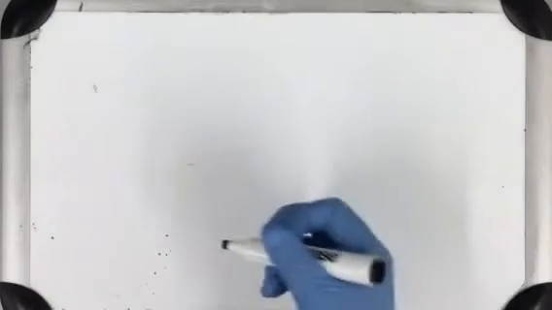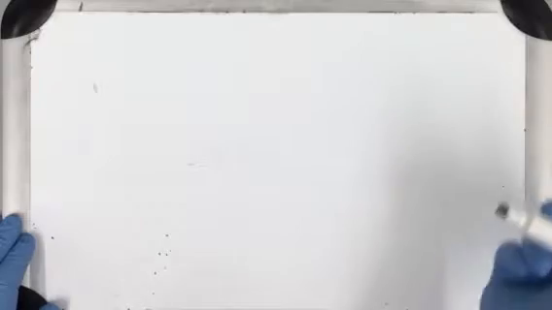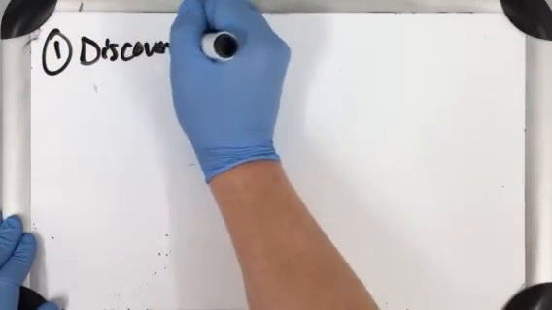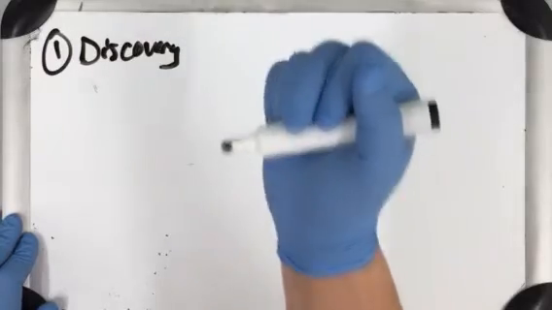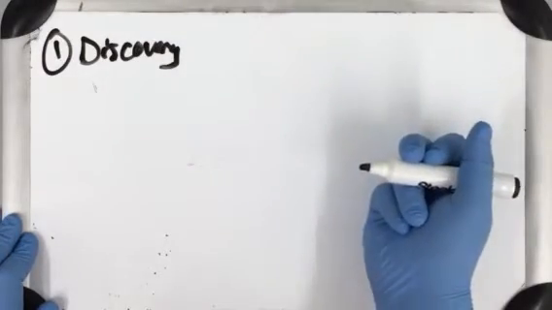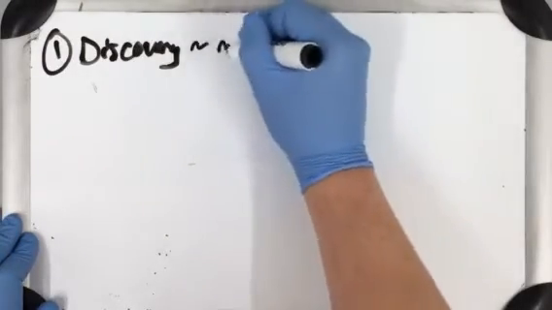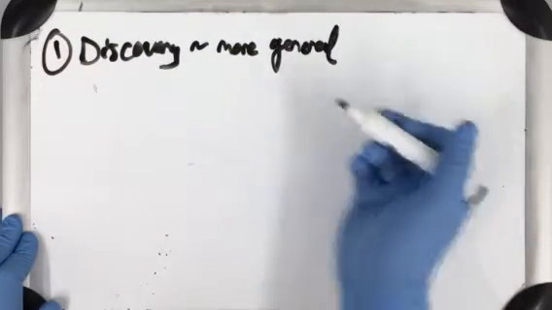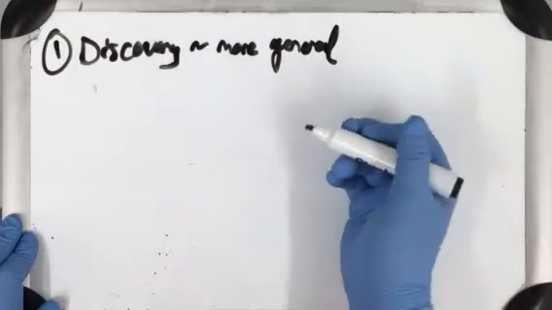Okay, so today I'm going to review some of the stuff from Lab 1. The first two things that we will review are discovery science and hypothesis-based science. Discovery is more about just collecting data, making observations in general, and you don't have a specific question that you're after. You're essentially just going to observe, collect data, and discover.